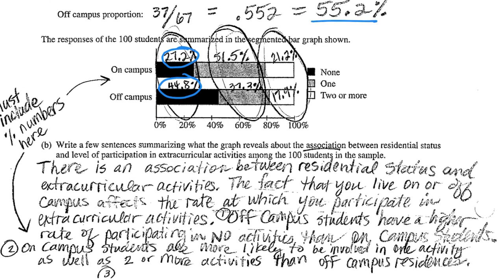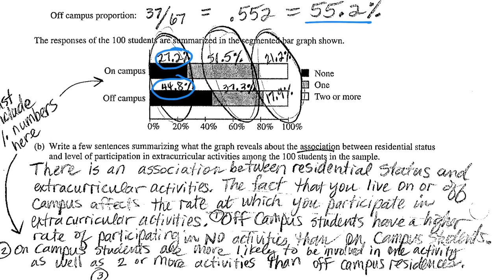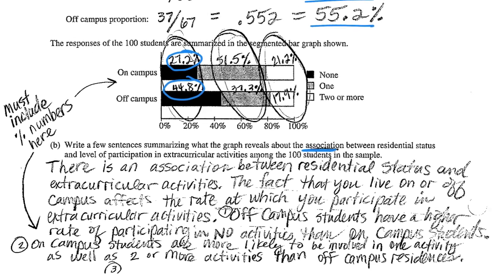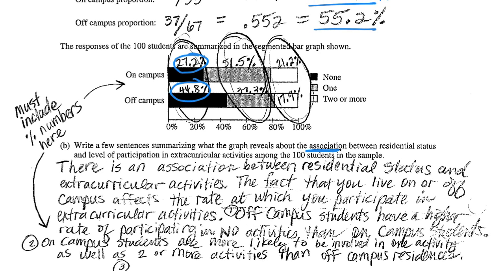So, write a few sentences summarizing what the graph reveals about the association between the residences. So there is an association between residential status and extracurricular activity. So they are related. The fact that you live on or off campus affects the rate at which you participate in extracurricular activities.